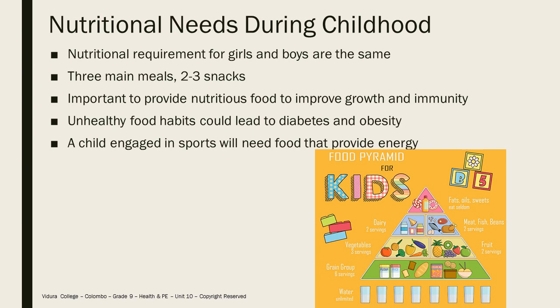Giving unhealthy food like junk food and fast food should be avoided because it could lead to diabetes and obesity. A child engaged in sport will need food that provides energy because they have a higher level of physical activity. Food containing more carbohydrate would be more suitable because carbohydrate provides the energy required for our body.